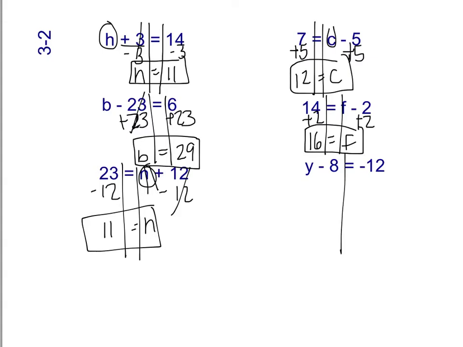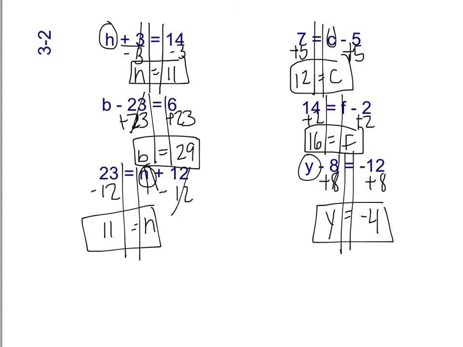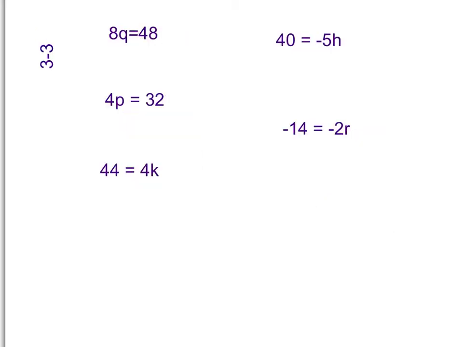And lastly, I have some negatives here. The opposite of minus 8 is plus 8, so I'm going to add 8 to both sides. When I have a negative number, remember if they're the same sign, we add them together. If they're different signs, we subtract them. Since these are different signs, subtract. Keep the sign of the higher number, which is negative. Then you'll be exact.